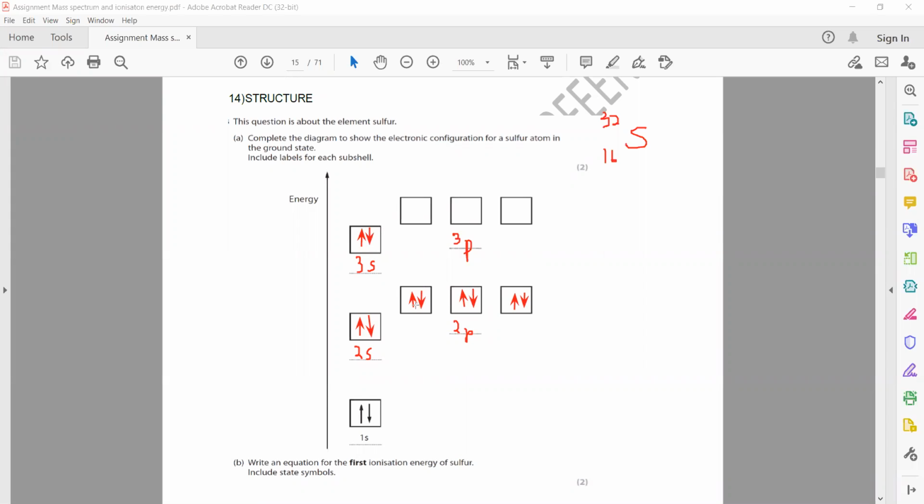So 2, 4, 6, 8, 10, 12, 13, 14, 15 and 16. So we have arranged the 16 electrons. First they occupy the p orbitals singly, and then they will pair up.